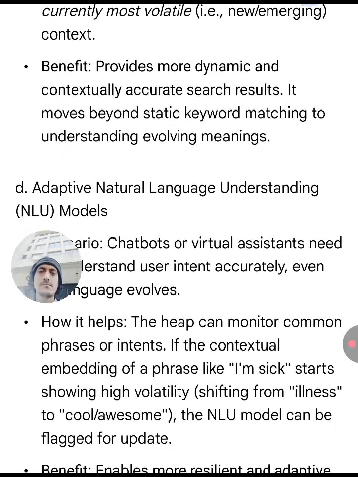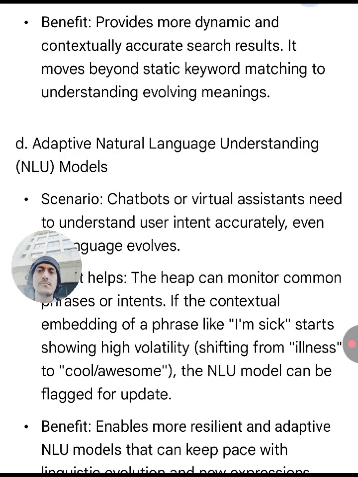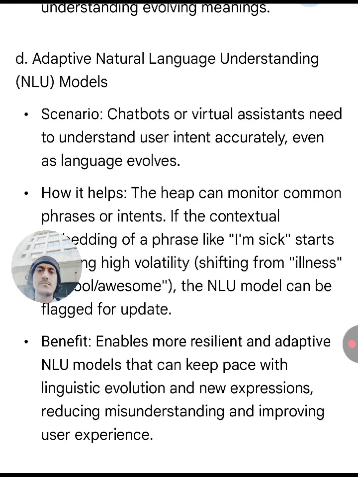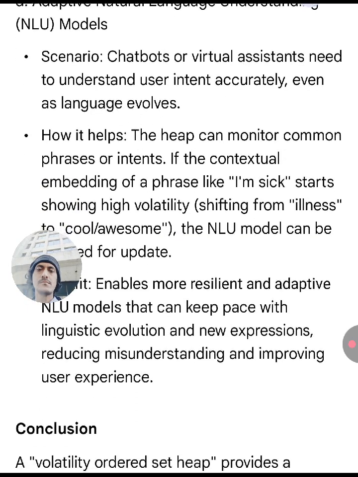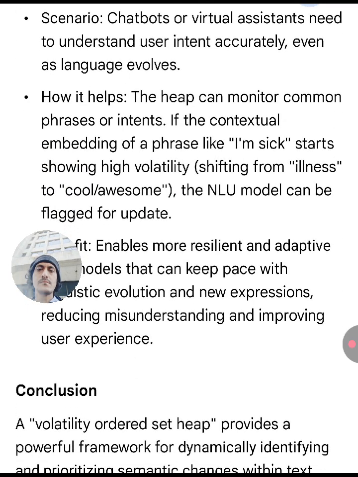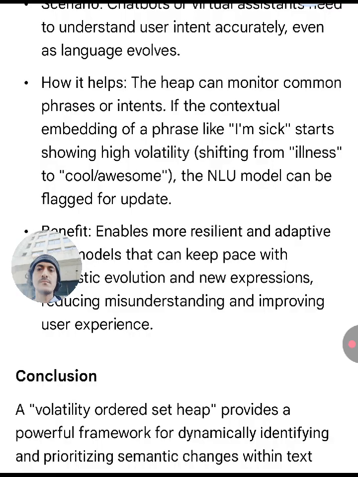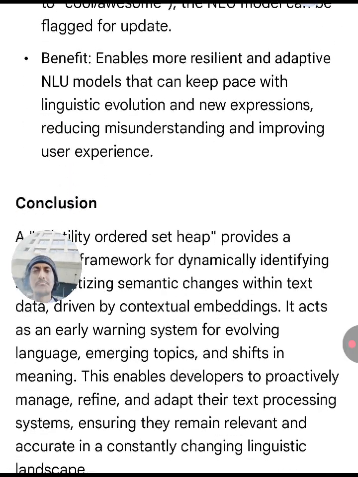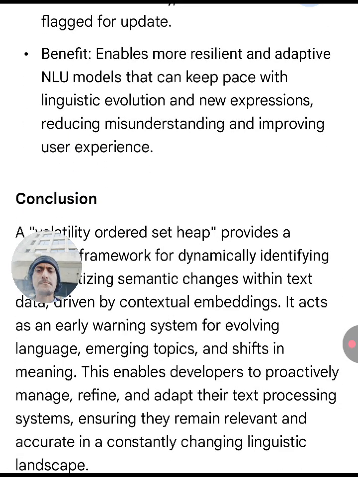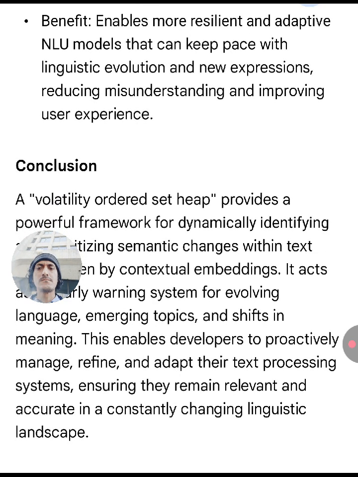D. Adaptive natural language understanding, NLU models. Scenario: chatbots or virtual assistants need to understand user intent accurately, even as language evolves. How it helps: the heap can monitor common phrases or intents. If the contextual embedding of a phrase like "I'm sick" starts showing high volatility, shifting from illness to cool or awesome, the NLU model can be flagged for update. Benefit: enables more resilient and adaptive NLU models that can keep pace with linguistic evolution and new expressions, reducing misunderstanding and improving user experience.